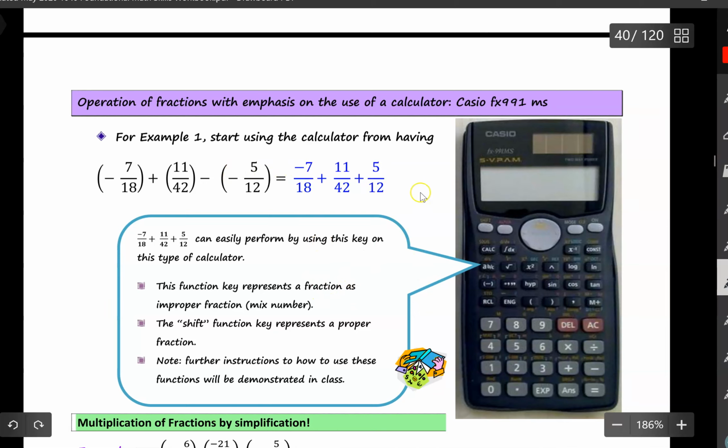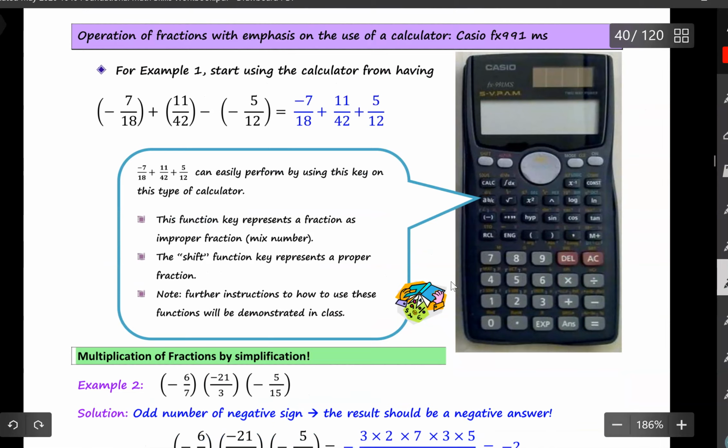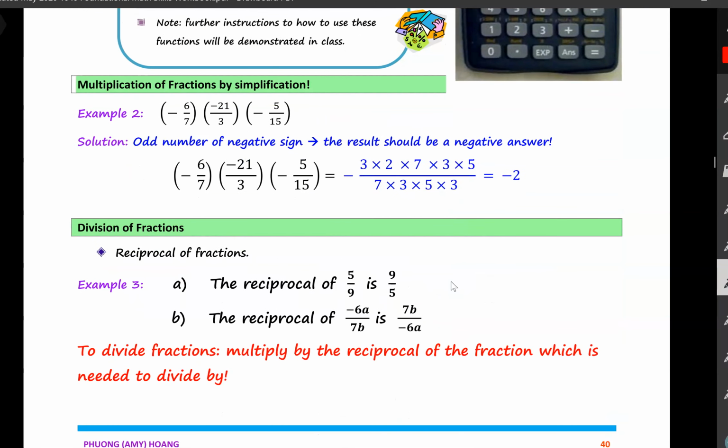Okay, so I know most of you will use your calculator to work with, and I think it's easy to do and also easy to key into any calculator. You find this key and the shift key and this key here representing both mixed numbers and improper fractions. Okay, so let's go to the next operation, which is multiplication and division of fractions.